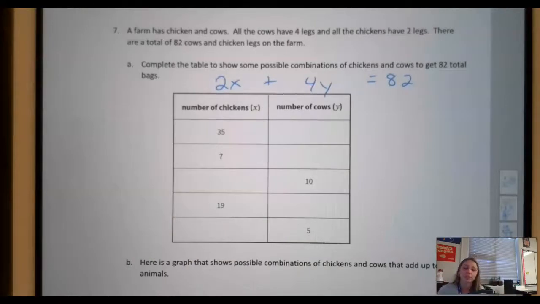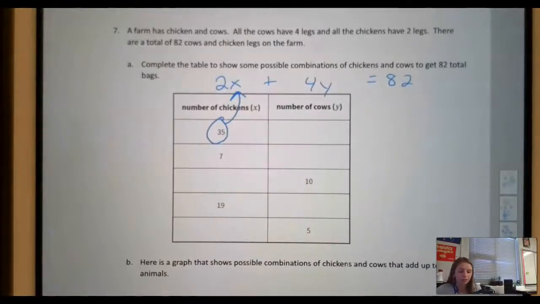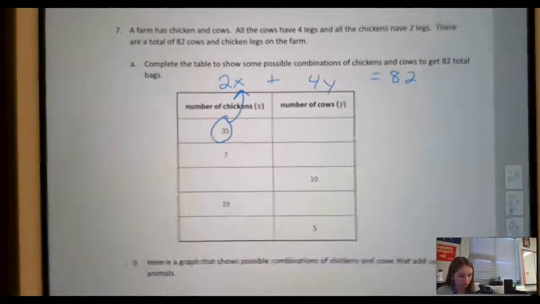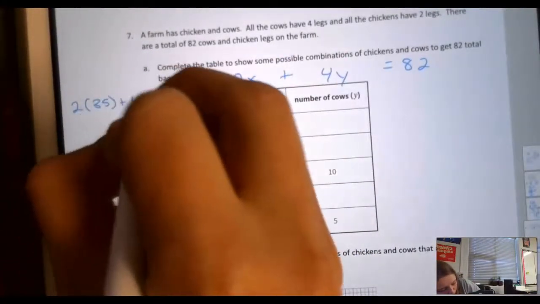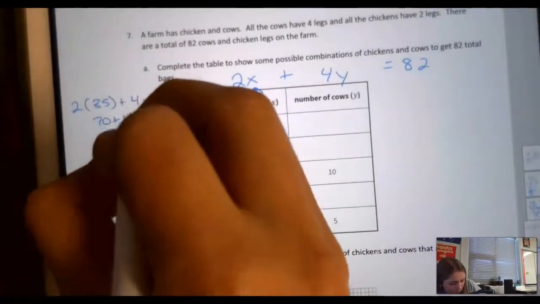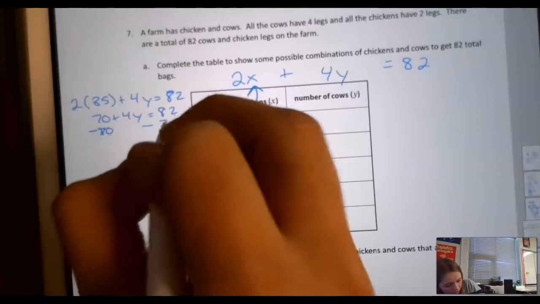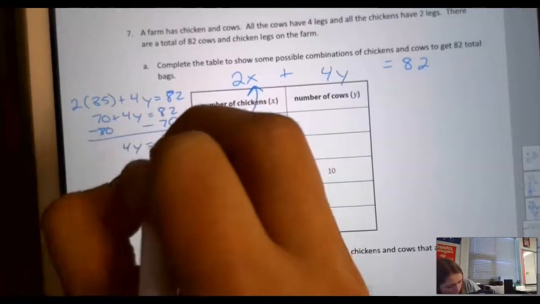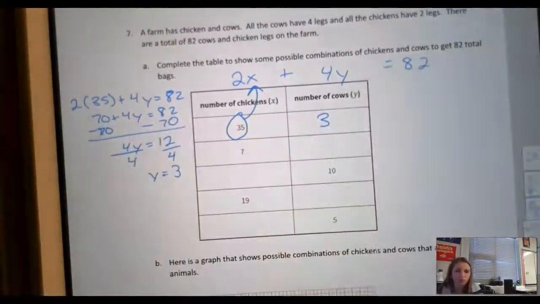Okay, so there's a handful of ways, as in 2, I guess, ways you could do this. You could plug in 35 into our equation here and solve for the missing variable. So let's go ahead and try that way. So 2 times 35 plus 4y equals 82. That equals 70 plus 4y equals 82. We're going to subtract 70 from both sides. And 4y equals 12. Divide by 4. And we end up with 3 cows. So that is one way you can do this.